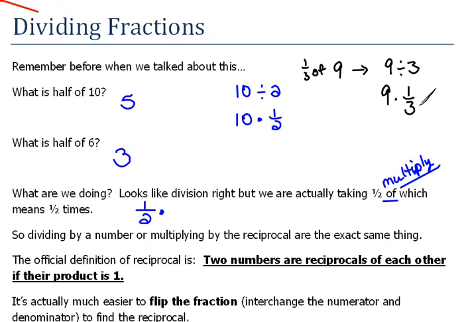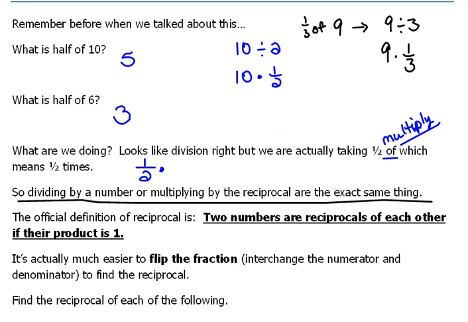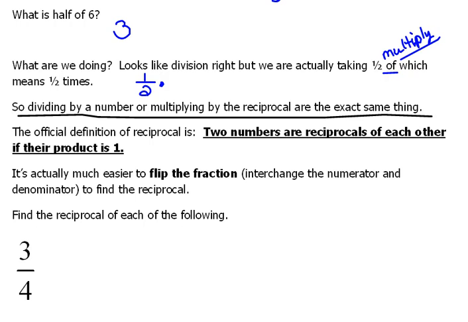Okay, so down here I wrote dividing by a number or multiplying by the reciprocal are the exact same thing. Now, the official definition of a reciprocal is this. It says two numbers are reciprocals of each other if their product is 1. So 2 and 1/2 are reciprocals of each other, because if I were to multiply those together, I would have to put the 2 over 1 so we could see a numerator and a denominator.